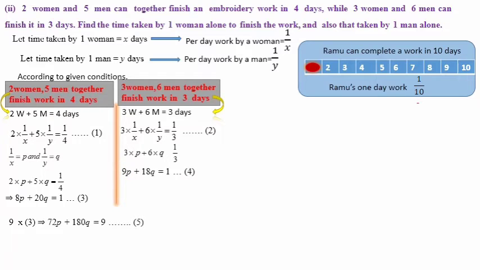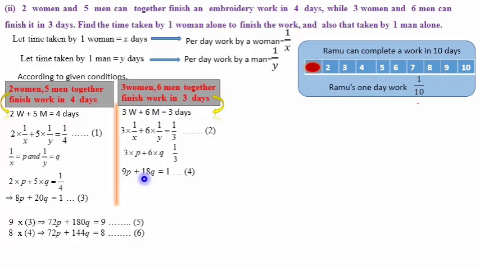Multiplying with the third equation, 9 into 8 is 72p, 9 into 20 is 180q, equal to 9 into 1 is 9. This is equation number 5. In the second case, I have to take the coefficient of p in the third equation, that is 8, and multiply with the fourth equation.